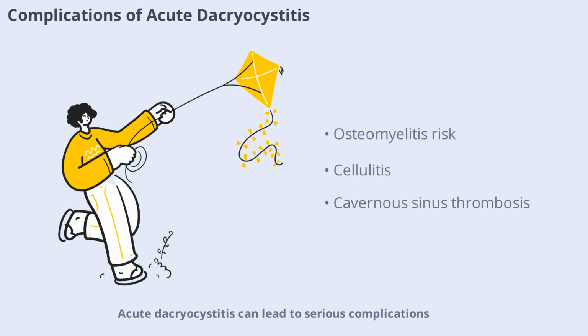Acute dacryocystitis can lead to serious complications, including osteomyelitis of the lacrimal bone, orbital and facial cellulitis, and cavernous sinus thrombosis due to the spread of infection through the angular vein. Prompt diagnosis and treatment are essential to prevent these life-threatening outcomes.